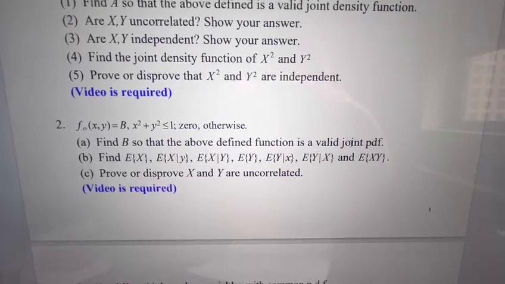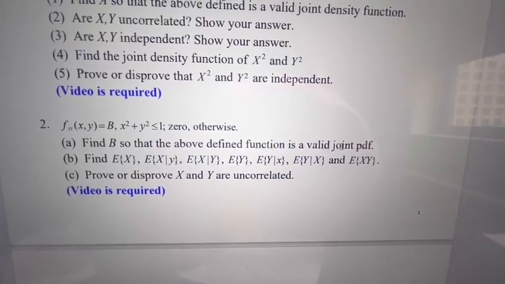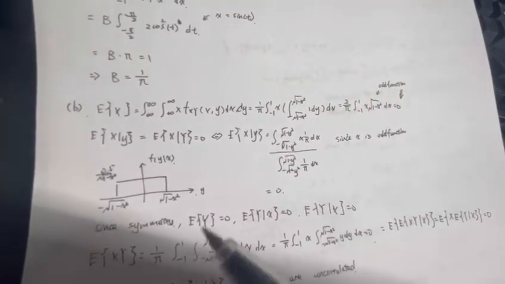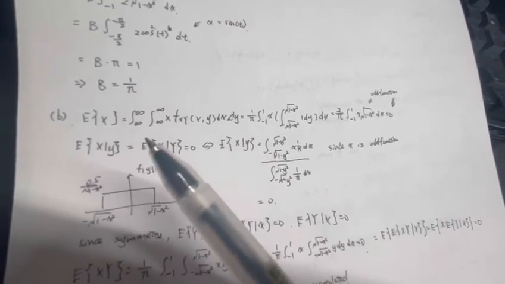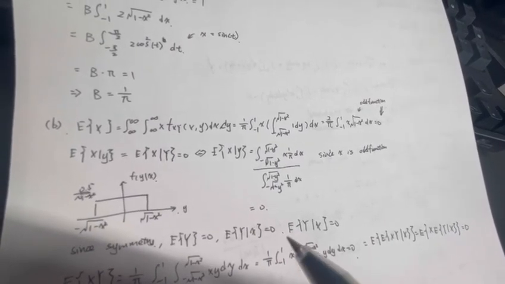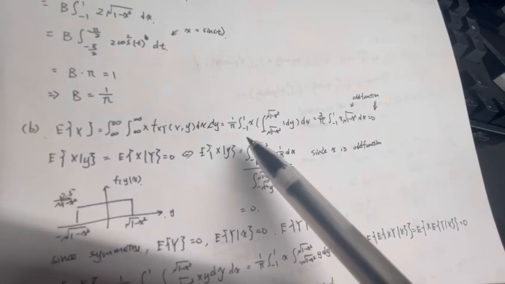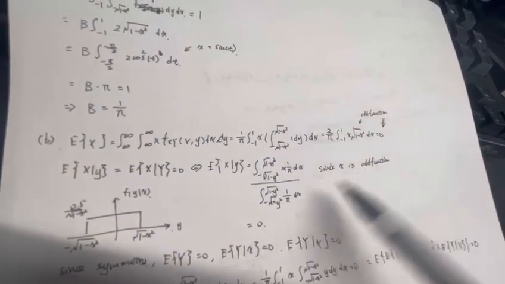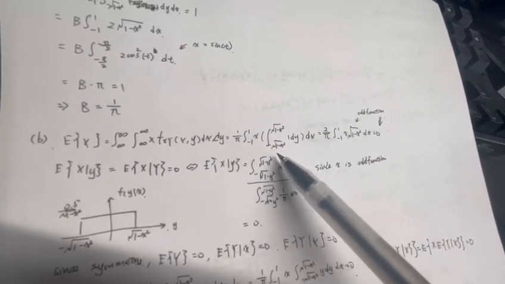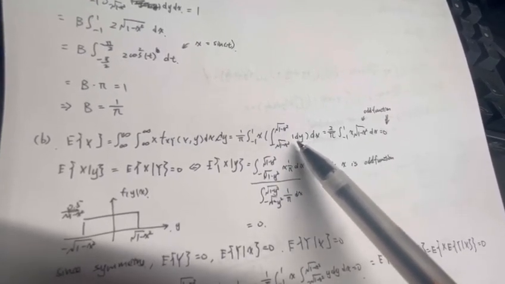Question B requires us to find E[X], E[X given Y equals little y], E[X given big Y], E[Y], E[Y given X], and E[XY]. We can easily tell that E[X] equals 0, since E[X] is the integral from negative infinity to infinity of x times f(x,y) dx dy, which equals 1 divided by pi times the integral from -1 to 1 of x times the integral from negative square root of 1 minus x squared to the square root of 1 minus x squared of 1 dy dx.